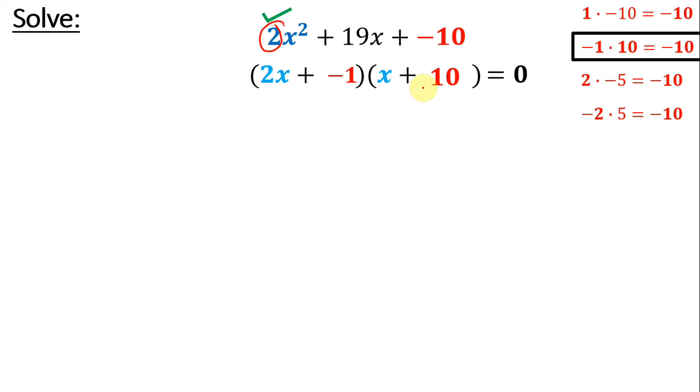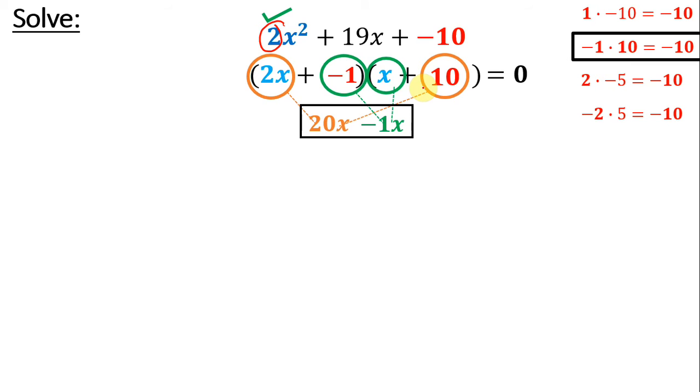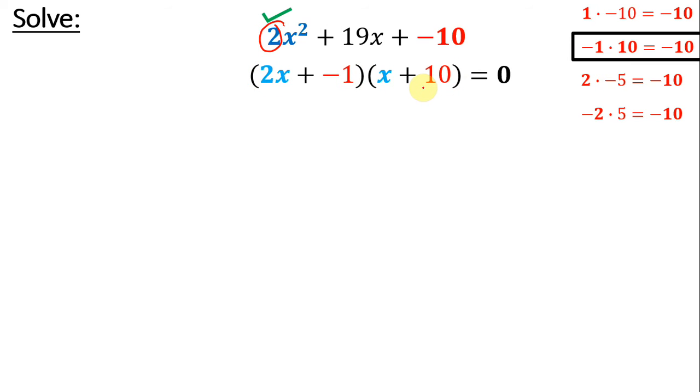When I multiply my outer terms with the 10 here, the 10 gets multiplied by the 2x. That gives me 20x. When I multiply my inner terms, -1 and x, the -1 gets multiplied by the x, and I get -1x. When I add those together, I get 19x, which is my middle term. Now I'm going to set my factors equal to 0.